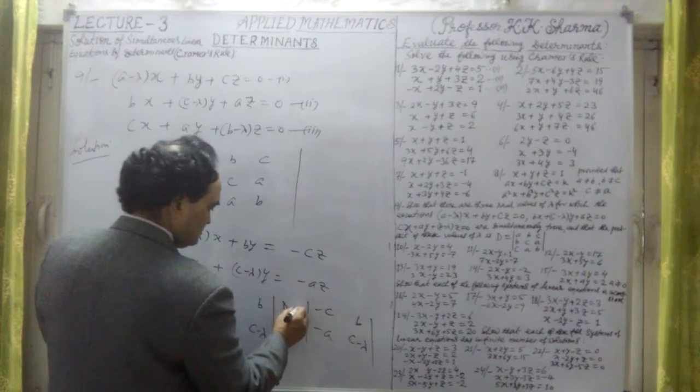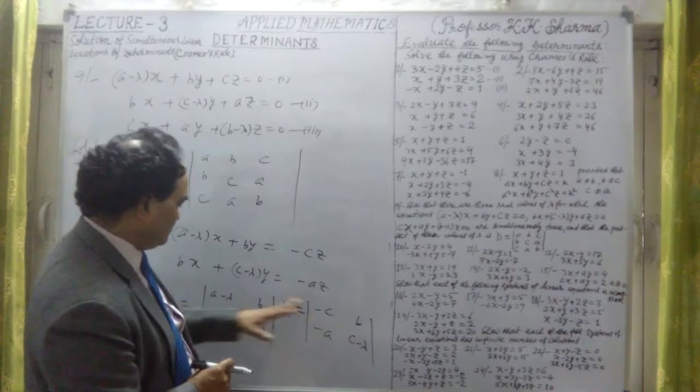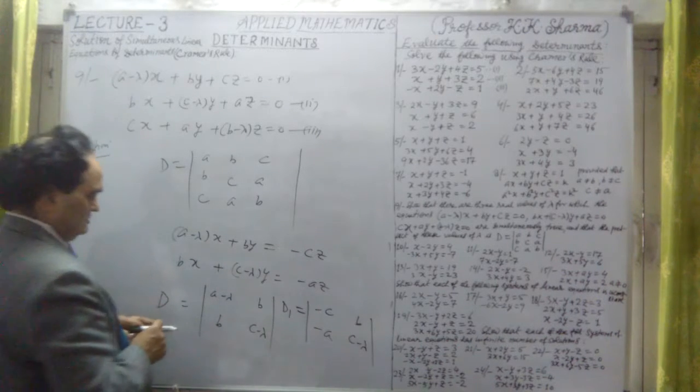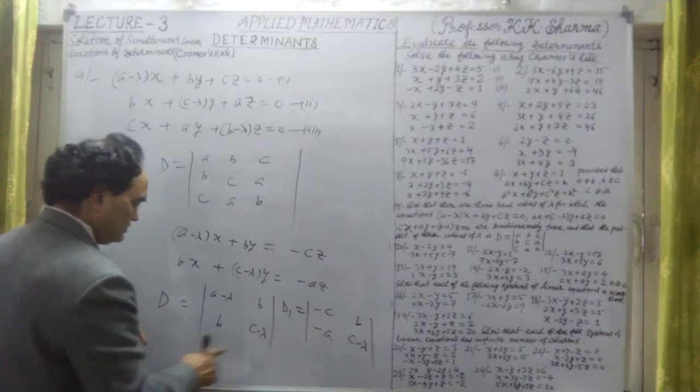So D1 is this value. X can then be D1 upon D, that is the value of X. So D1 upon D we will calculate. First let me just find out what this value is.